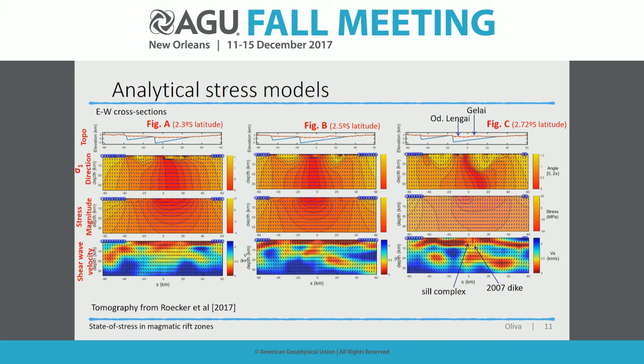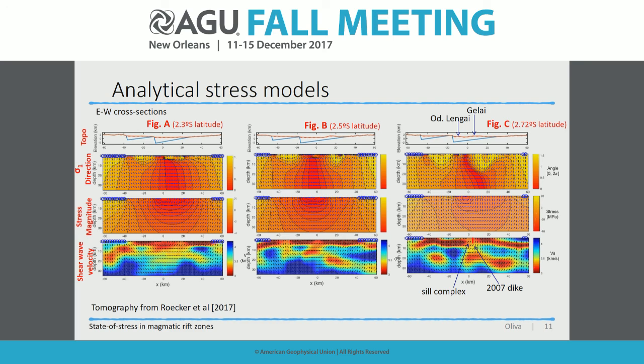So here are some of the results. These are east-west cross-sections going from north to south. The first row is the topography, and there's the basin. The second row shows sigma 1, which again is the preferred propagation direction, where red is horizontal sigma 1, something that would support sills and magma storage, and yellow is vertical sigma 1, which would be diking or volcanism.